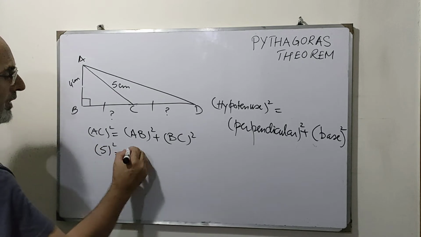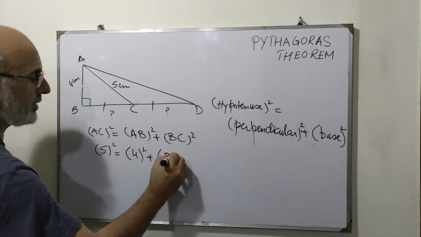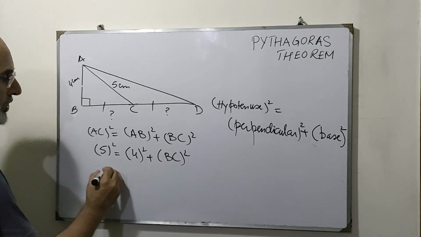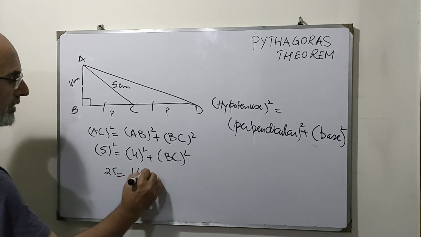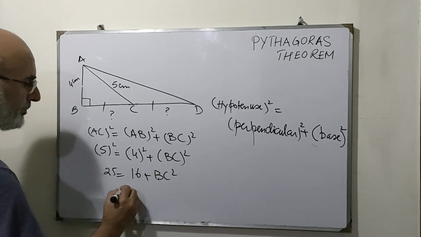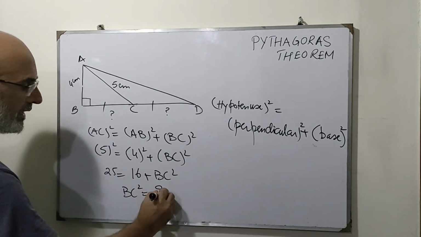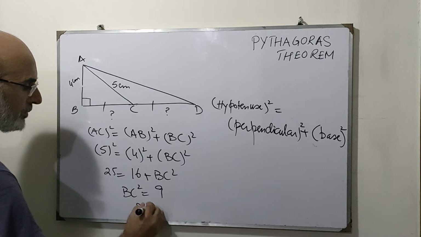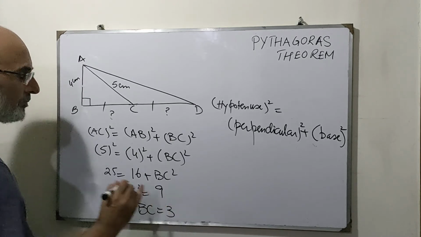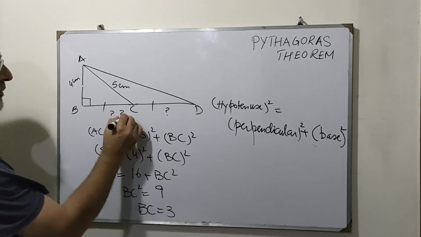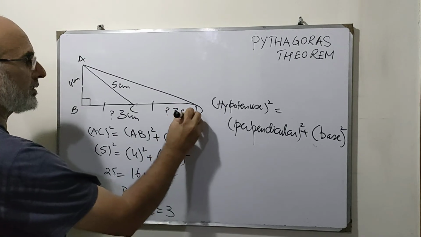Now this is 5 square, this is 4 square plus BC square, which is 25 is equal to 16 plus BC square. So BC square is equal to 25 minus 16, which is 9. So BC is equal to 3. So this is 3 centimeters. Since this is equal to this, this is also 3 centimeters.